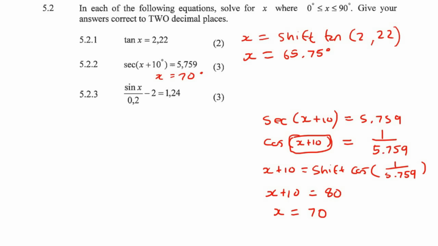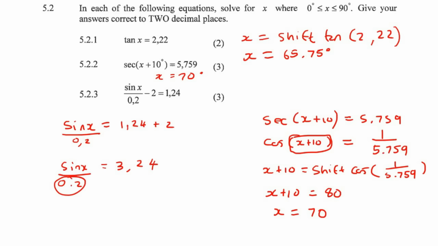Okay, for the next one, you want to try get this sin x by itself. So what you do is you take this minus 2 over to the other side first of all. So it will be 1,24 plus 2. Oh, sorry, we still have the over 0.2. And so that's going to give us sin x equals 3,24. But we still have 0.2 over here. I keep forgetting about that.